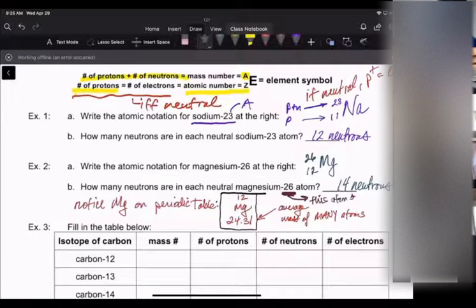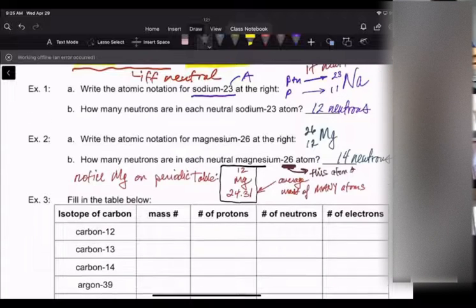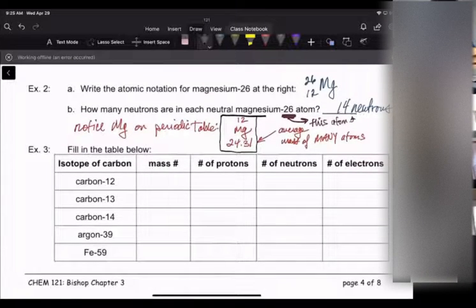So we're never just going to use the decimal average. We're not going to round it. Okay, we'll talk a little bit more about that in a minute. How's that going? You got those neutrons? Are we ready to fill in the table?